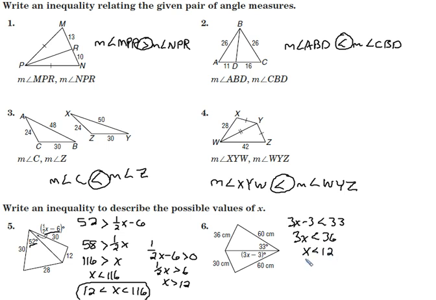So that's the high end of our inequality, but now we can't have 0 or negative. Let's make sure this 3x minus 3 is greater than 0. Add 3. Divide by 3. It's got to be greater than 1. Here's our compound inequality. We got to stay less than 12, but we got to be greater than 1. And there you go.